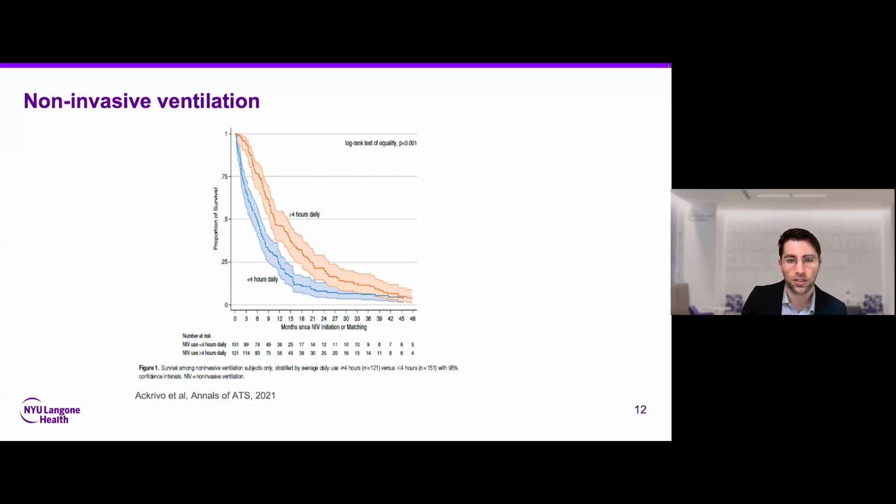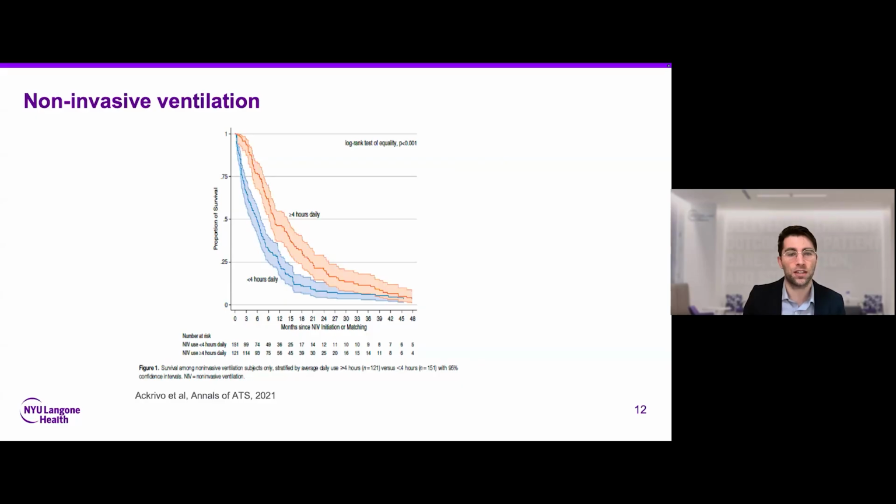This is a more recent trial that was much larger. It's an observational study, so it's not a randomized trial, but it was a matched study where they got patients who were very similar to the ones who got the non-invasive ventilator, but did not, but they weren't truly randomized.